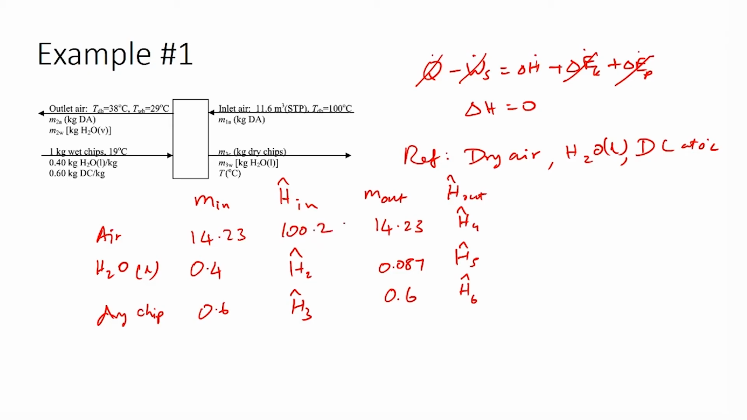and the value would be 100.2 kilojoules per kilogram. For water liquid, using the Cp of water liquid as 4.184, we can calculate this H2 cap as 79.5, which is basically 4.184 times 19 minus 0. So, 19 being the temperature of the water coming in and 0 being the reference state. Similarly for the H3 cap, we can use the Cp of wood chips which has been given as 2.1 kilojoules per kilogram degree Celsius, and we would be able to get this value as 39.9 kilojoules per kilogram.